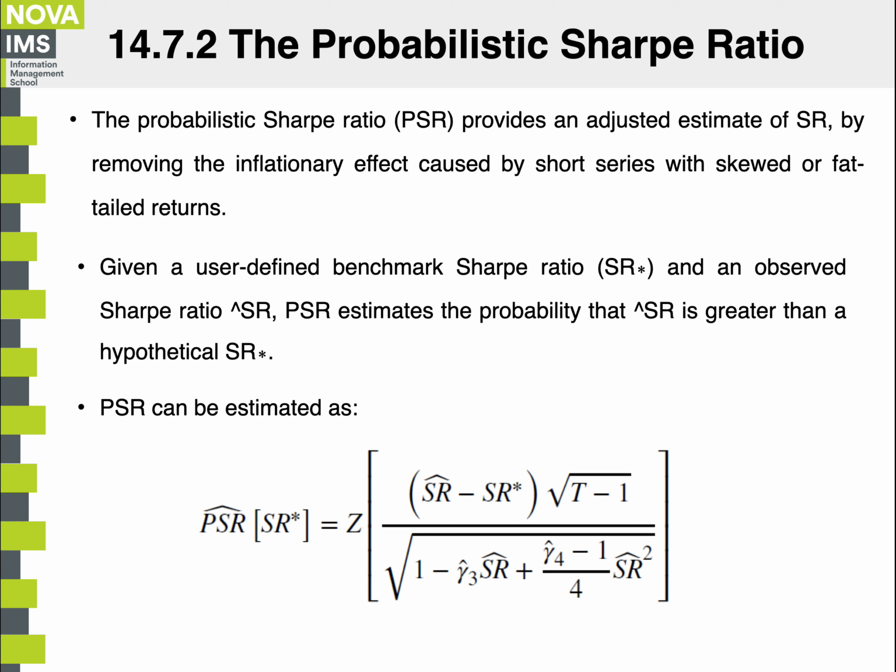The probabilistic Sharpe ratio provides an adjusted estimate of the Sharpe ratio by removing the inflationary effect caused by a short series with skewed or fat tail returns. PSR estimates the probability that the observed Sharpe ratio is greater than the benchmark Sharpe ratio. In this function, Z is a cumulative distribution function, T is the number of observed returns, gamma 3 is the skewness of the returns, and gamma 4 is the kurtosis of the returns.